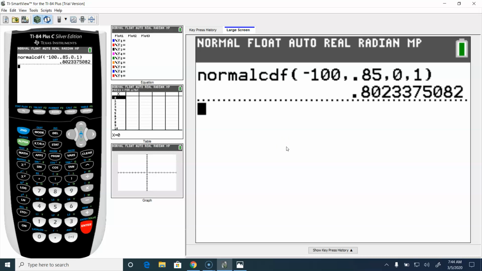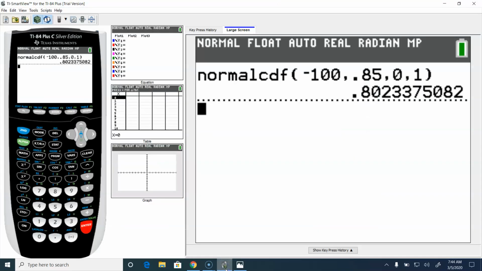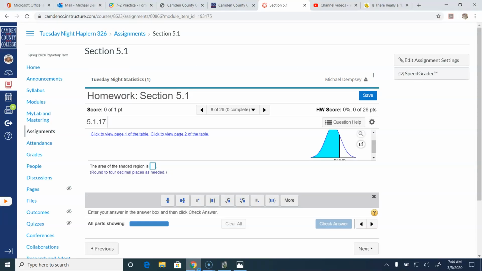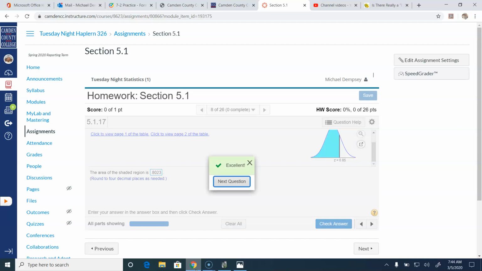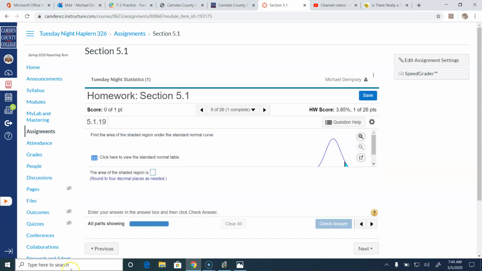So I get an area of 0.8023, and that's sort of what we had predicted. It would be more than 0.5. We know that, so we know our answer sounds reasonable. 0.8023. Okay, and that's our first example. So let's look at the next one. I want to work through that one with you as well.